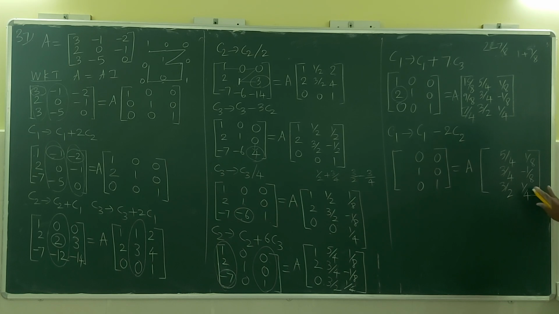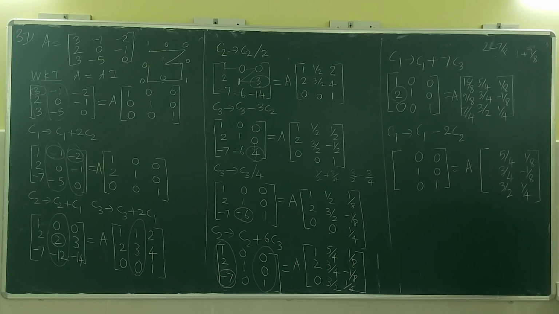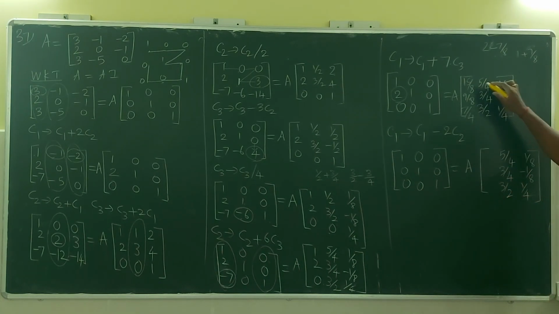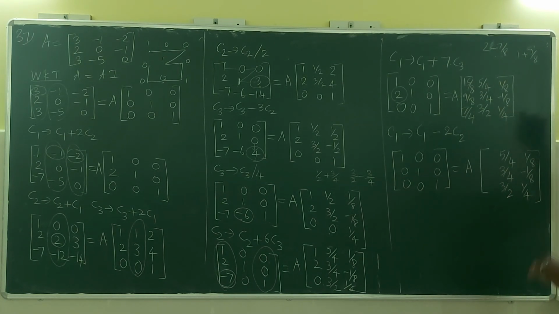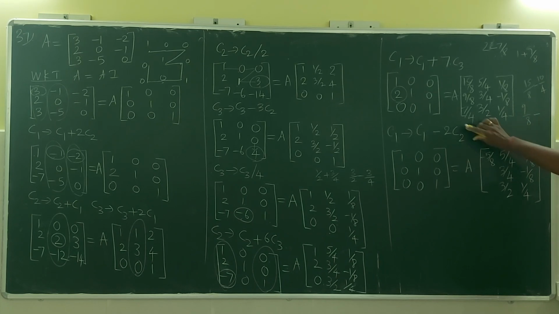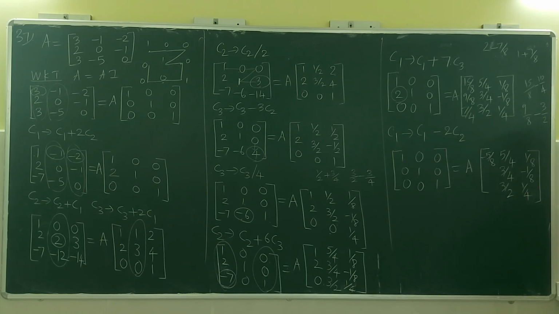there is a change in the first column. Minus 10 by 4. The LCM is 8, so 15 minus 20 is minus 5 by 8. Then 9 by 8. Minus 6 by 4, so minus 3 by 2. The LCM is 8, so minus 12, minus 3 by 8.